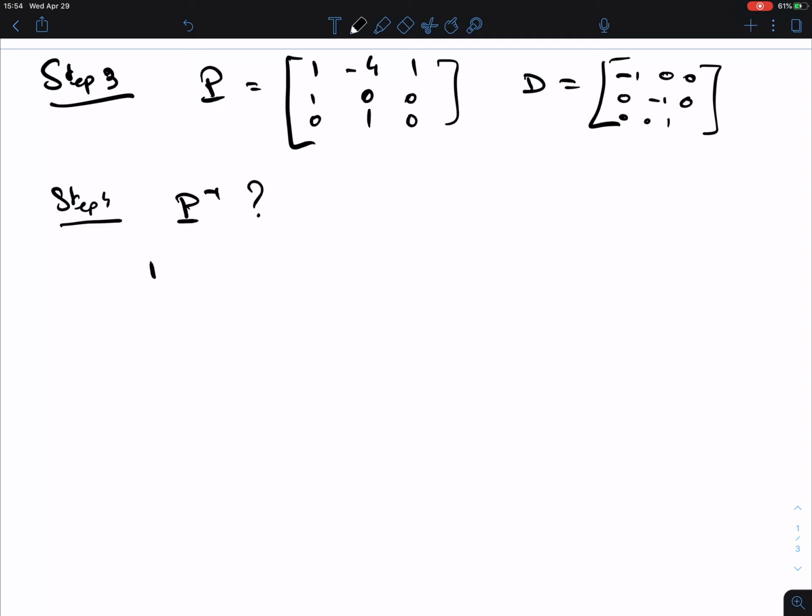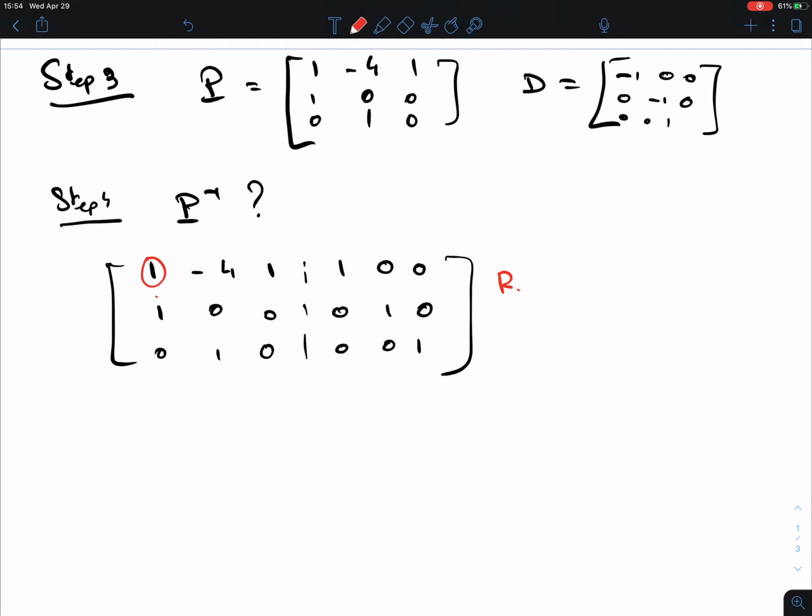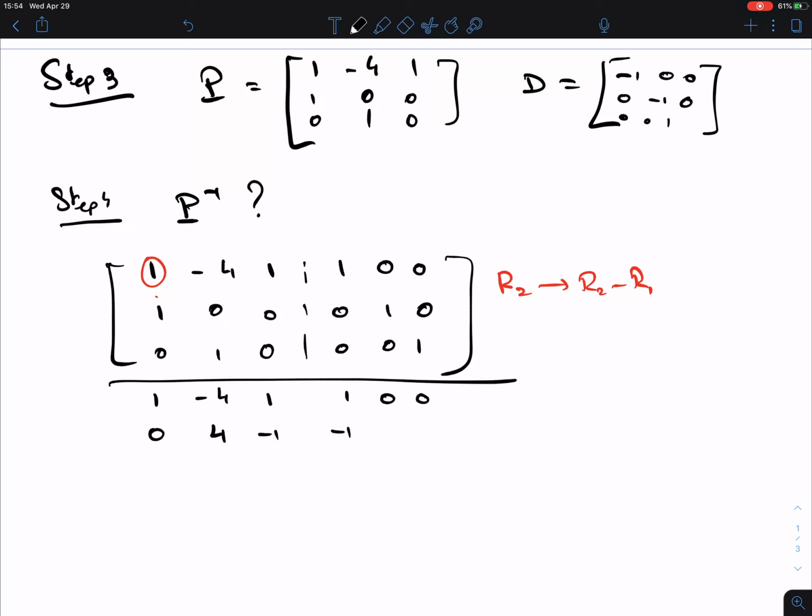Okay, so P. I find the inverse of this by augmenting it with the identity matrix and then row reducing until I get the identity matrix on the left. Good. We need this one here, so we're going to do row 2 minus row 1. That gives me 1, -4, 1, 1, 0, 0. We're subtracting, so we multiply by -1 and add, so we get a 4, -1, -1, 1, 0.